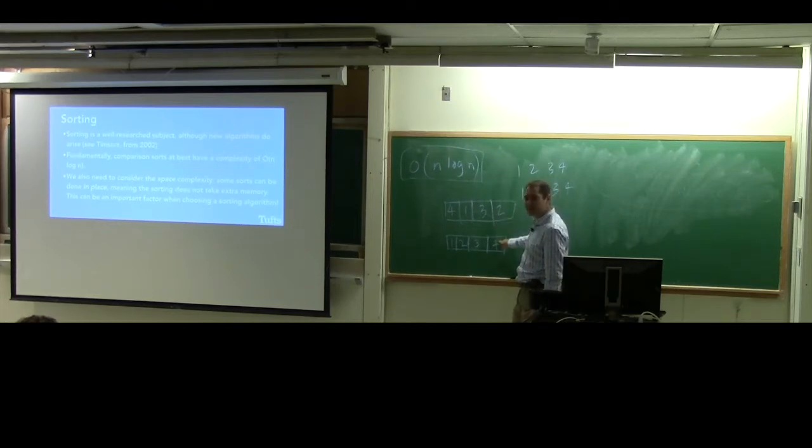That has a space complexity of, what do you think? If there's n here, how many are here? Also n, so the space complexity is actually 2n, because we've had to use double the amount of space to store the sorted part versus the original.